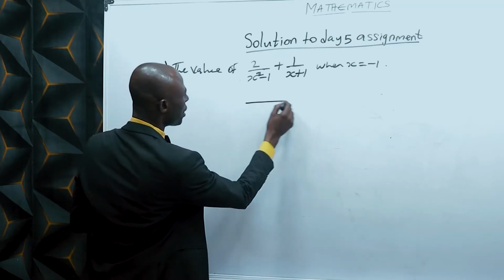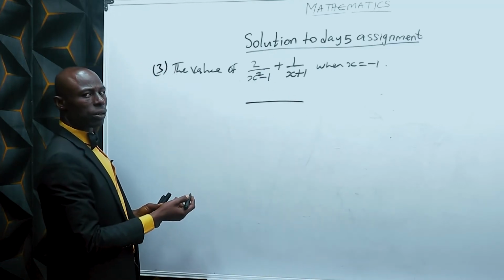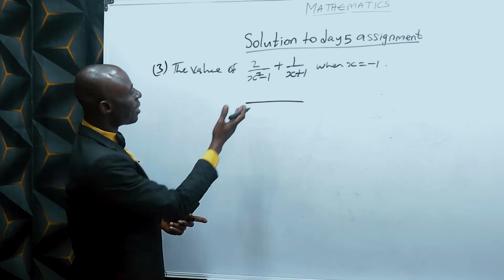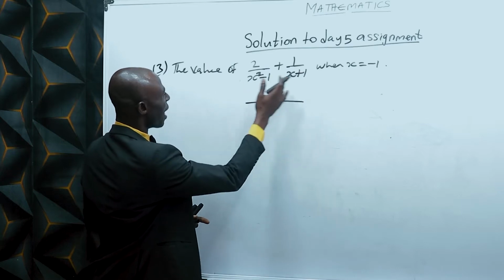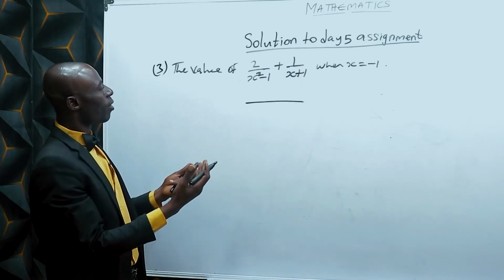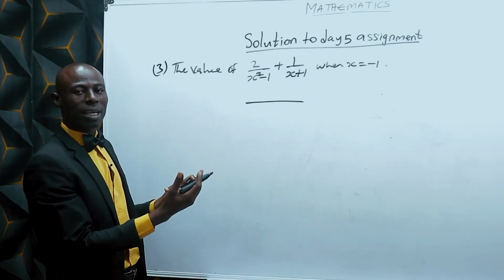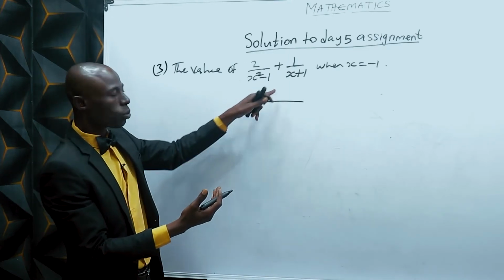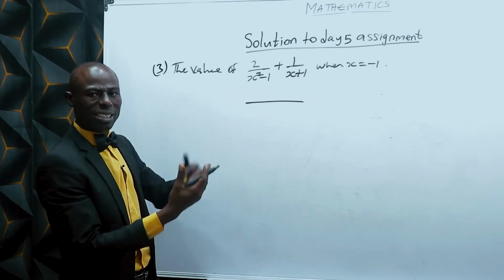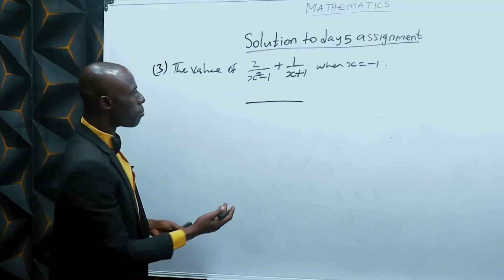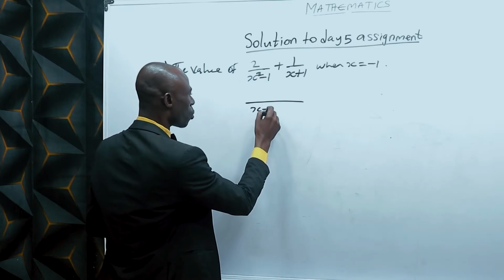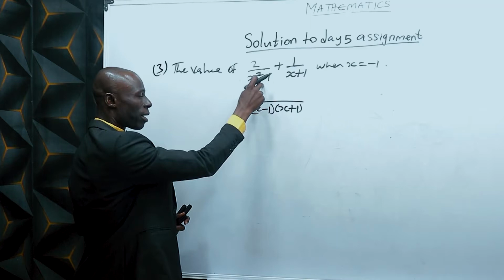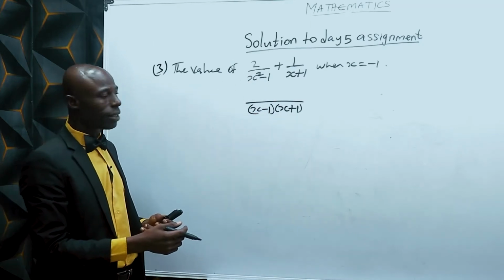So, in simplifying this, find the LCM of the denominators. This is what I explained to you the other time. These denominators are components of difference of two squares. x plus 1, x squared minus 1. x squared minus 1 is a difference of two squares, which means x minus 1 into x plus 1. That is x squared minus 1 that can give us this. You know that.